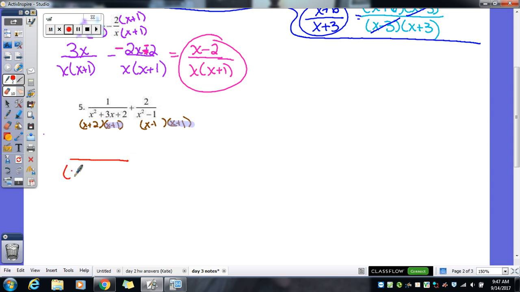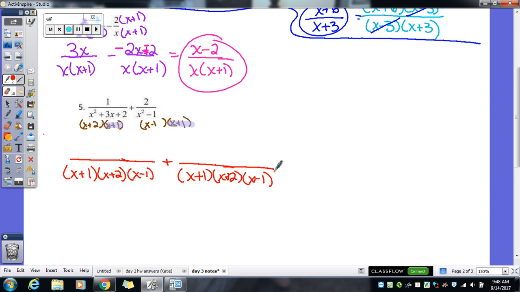So when I go down here to write my common denominator, x plus 1, definitely part of it. Your common denominator also needs to have the other two pieces to it. It also needs to have the x plus 2, and it needs to have that x minus 1. So you're going to have 3 things in your common denominator. So I set them up that way with my common denominators.